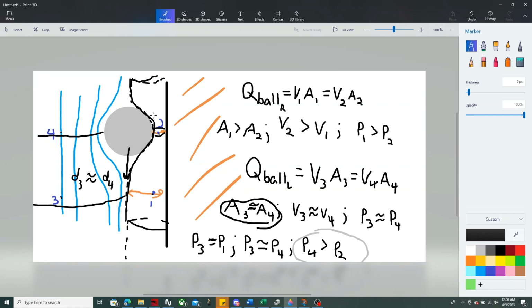P1 is greater than P2, so P1 is related to P4, so that means the pressure at 4 is greater than P2. Well, here's the problem. You have a delta P scenario, so you go from highest pressure to lowest pressure. You're actually going to push this ball against the wall. It's going to hit the wall and start rolling on this wall. And of course, that will affect your measurements.